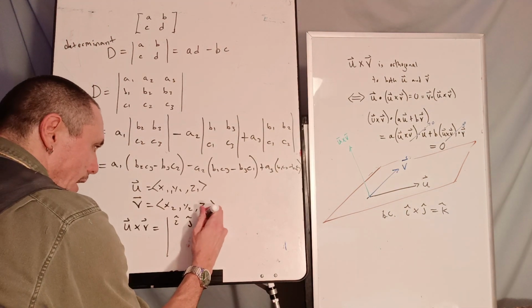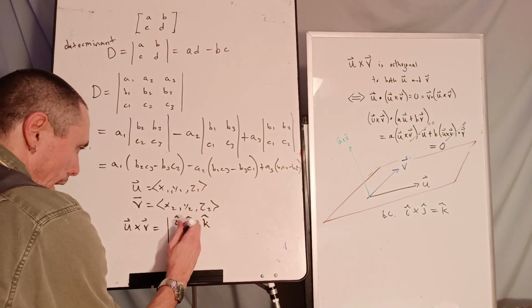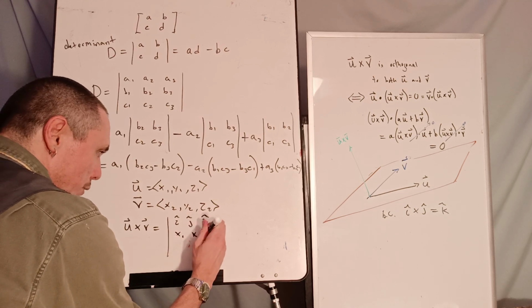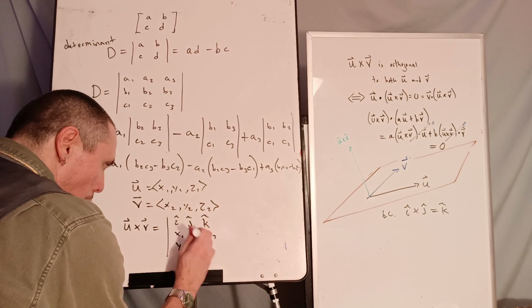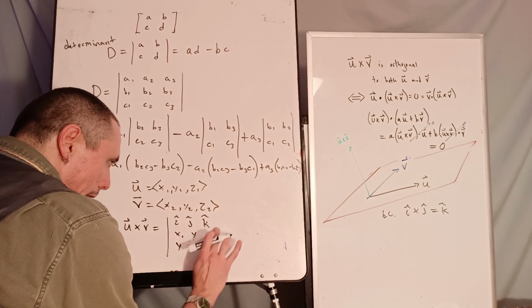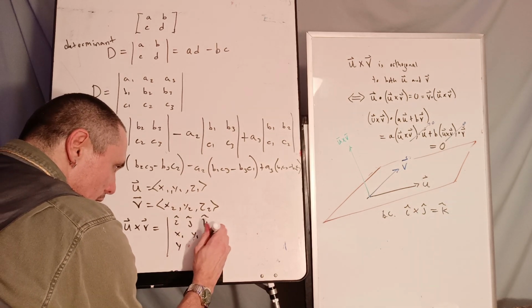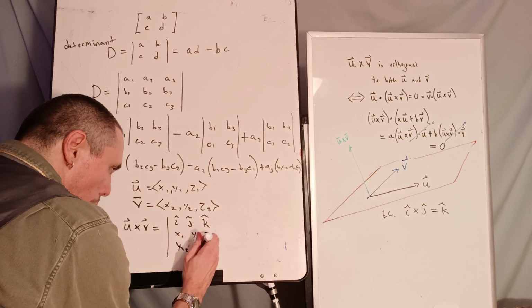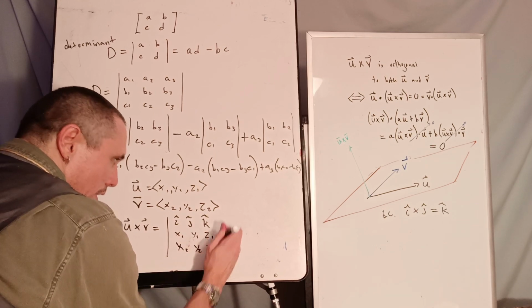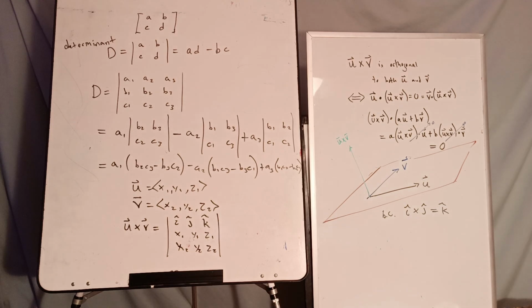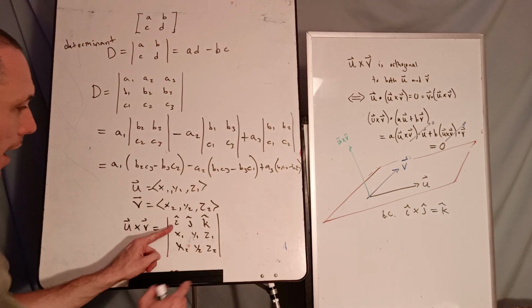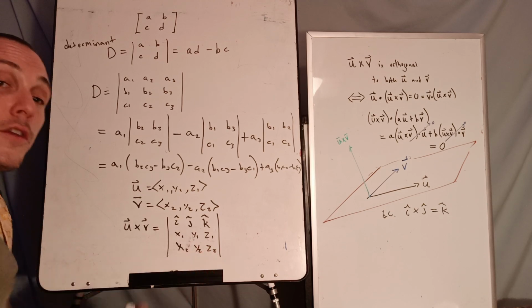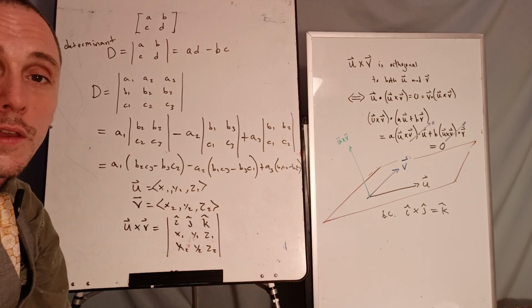We put i, j, k up top. We take x1, y1, z1 in this row, and then x2, y2, z2 in this row. And I'll let you compare and contrast, right? If you take the i times the minor and so on, you're going to expand this out to be the cross product formula.